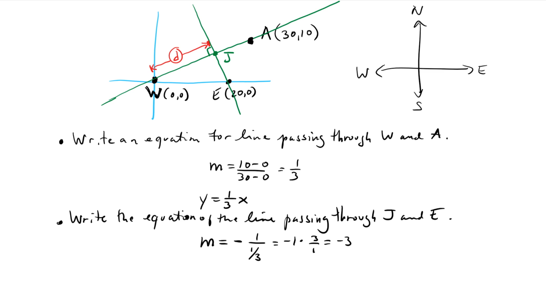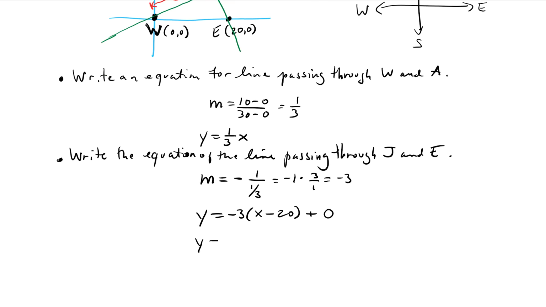So that's our slope, and this time it has a y-intercept that's non-zero. So I'm going to use the fact that I have a slope and a point, right? E being the point. So I'm going to write my equation in point-slope form. So minus 3 times x minus the x-coordinate, plus the y-coordinate, which is 0. So that's going to be what? y is minus 3x plus 60.